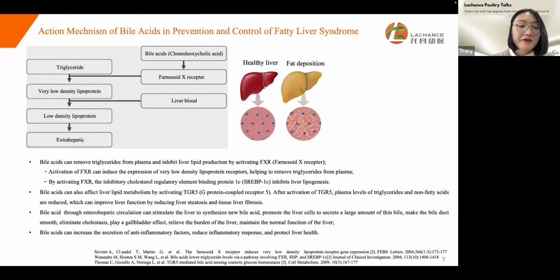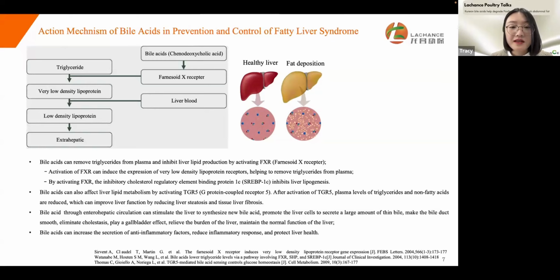And also bile acid through enterohepatic circulation can stimulate the liver to synthesize new bile acid. This new bile acid can promote the liver cells to secrete a large amount of thin bile, make the bile duct smooth, eliminate cholestasis, play a gallbladder effect, relieve the burden of the liver, and maintain the normal function of the liver. And also bile acids can increase the secretion of anti-inflammatory factors, reduce inflammatory response, and protect liver health.